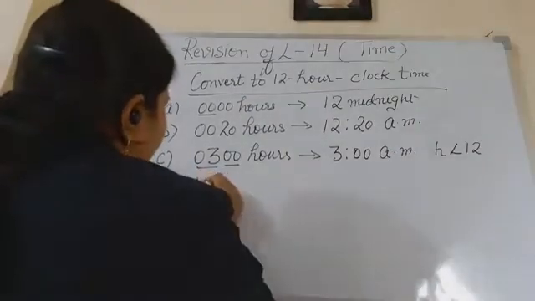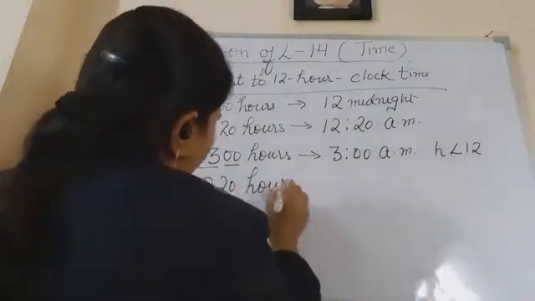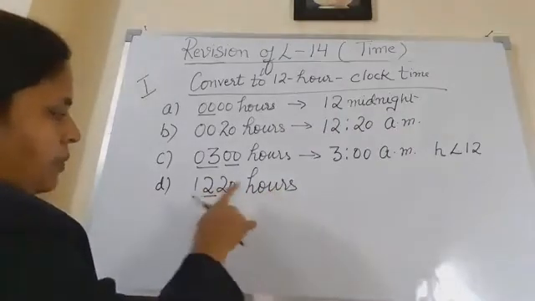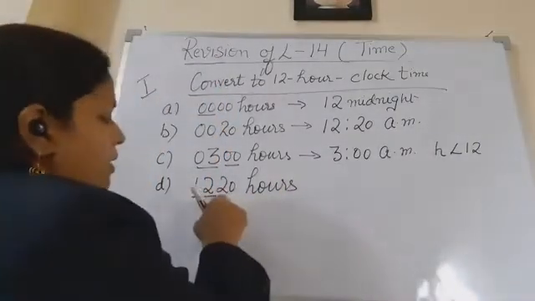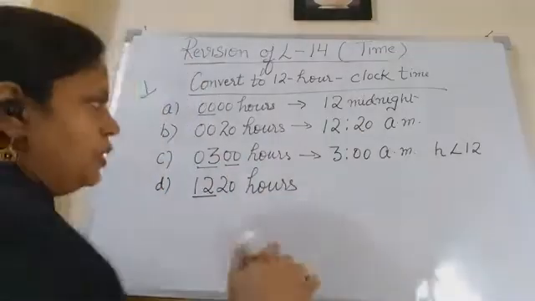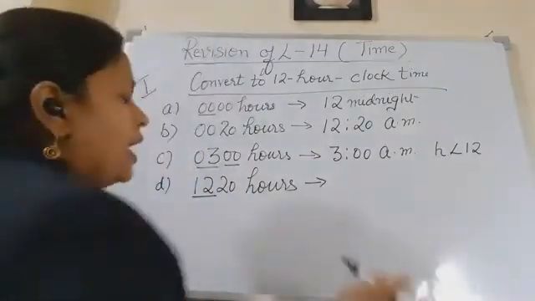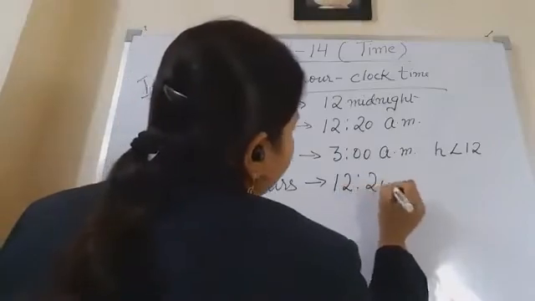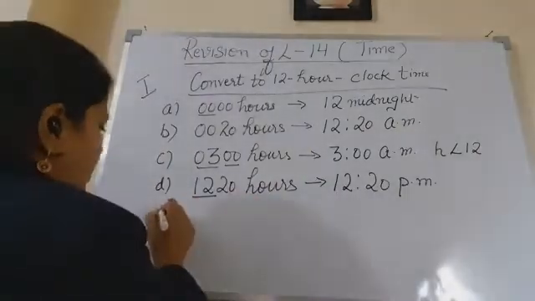Okay children. Now children, see the next part of this question. Now we have the time 12:20 hours. So children, as you know, if in the 24-hour clock time the hour is equal to 12, it means 12 noon, and minute is 20. So 20 minutes past noon. That is 20 minutes after noon. Okay. So this time will be written as 12:20 p.m. Okay children. Now children, see the next example.